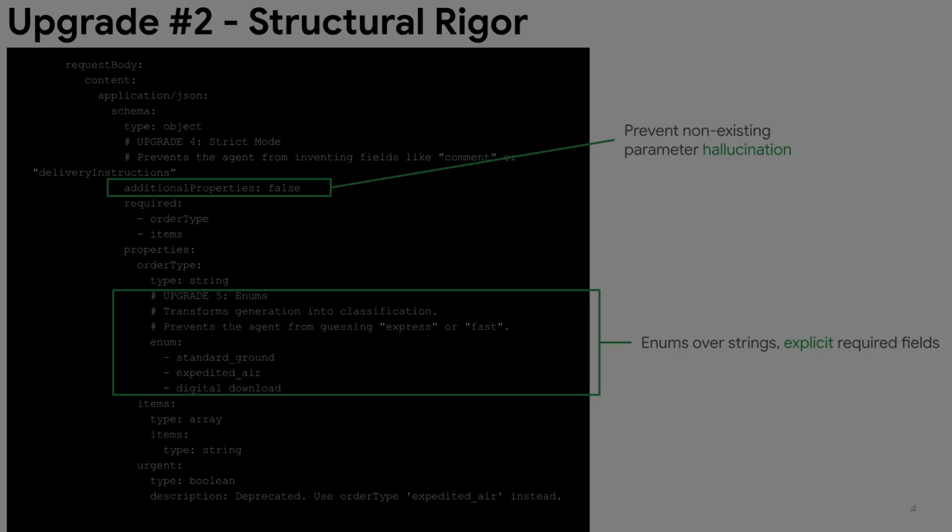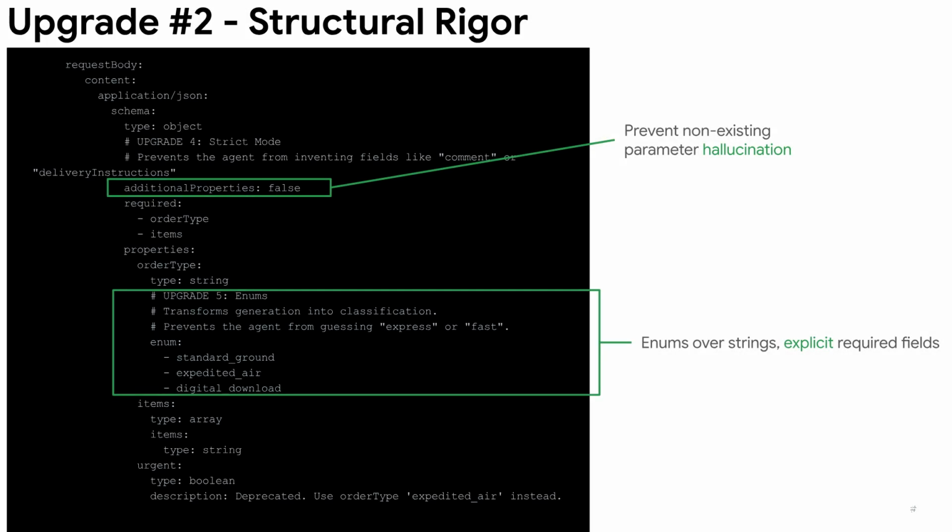Now, for upgrade number 2, we're going to focus on structural rigor. For instance, we'll use additionalProperties set to false so we can prevent parameter hallucination. And we'll also prefer enums over strings. So we transform this problem from a generation problem into a classification problem, preventing the agent from guessing any values.